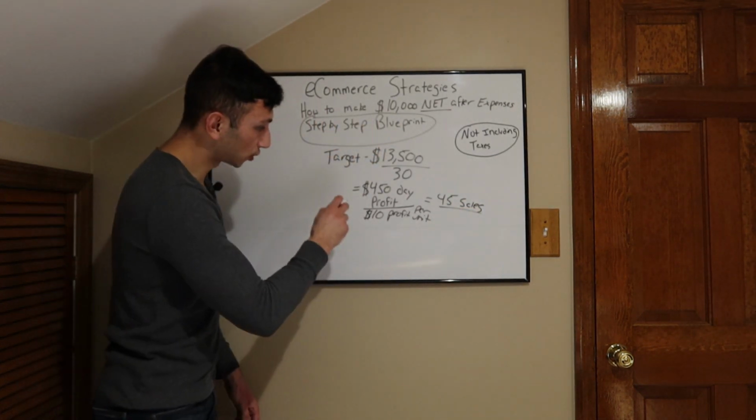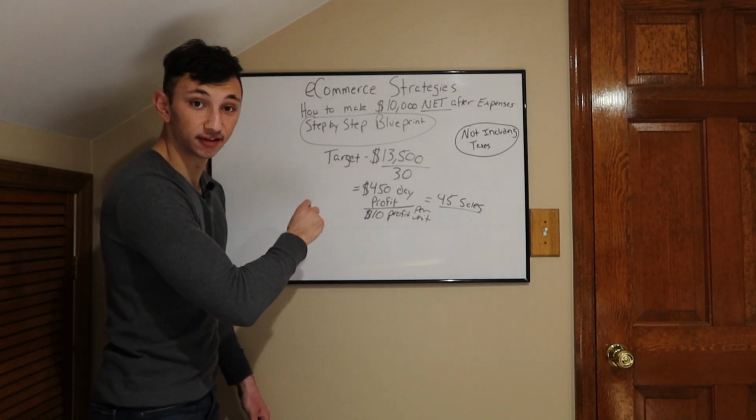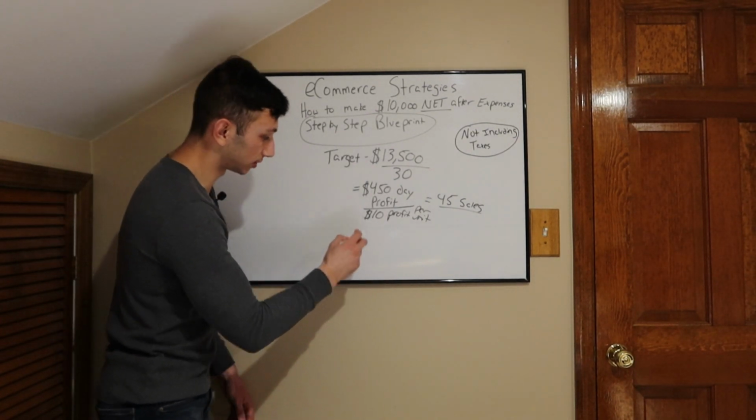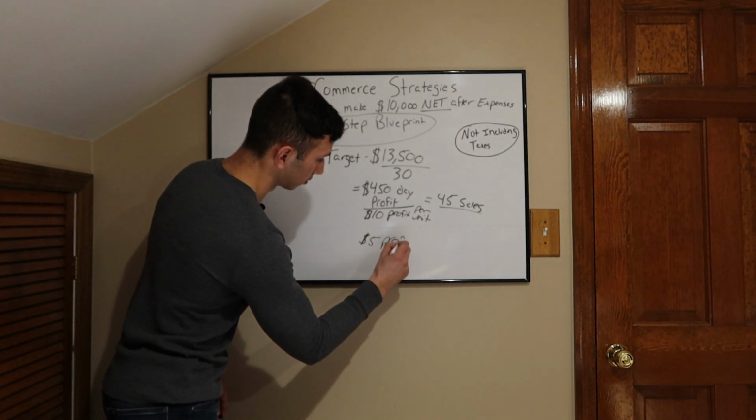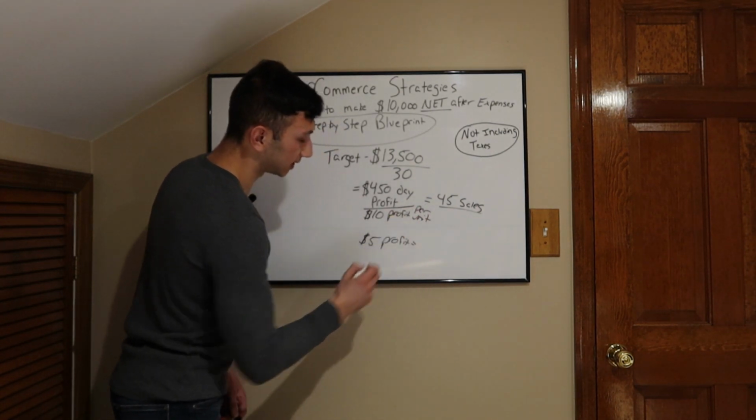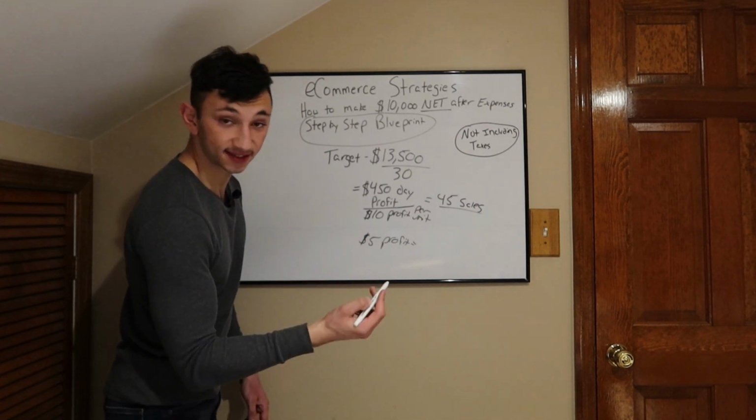And the same 450, if we divide that by a $5 margin, would then equal 90 sales a day.